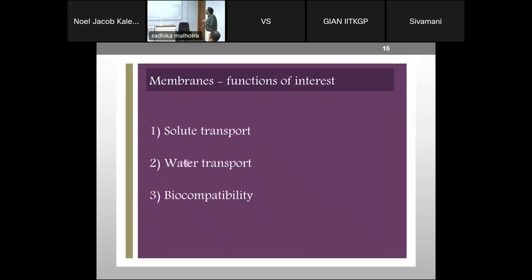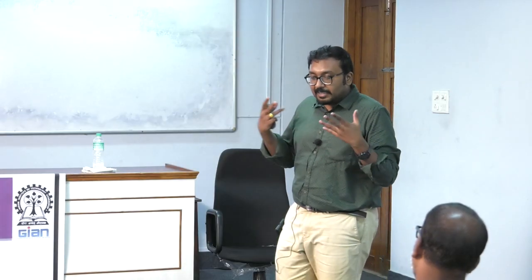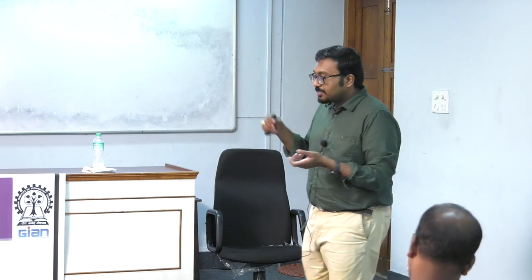The three main aspects of membranes for hemodialysis are, first, your solute transport, definitely. We spoke about different types of solutes. Second, your water transport. Apart from the metabolites or solutes that have to be removed, the excess water that is generated in the body also has to be removed. And the third one is biocompatibility. I'm not going too much into detail, but I'll show you some images of something that we had done on biocompatibility.